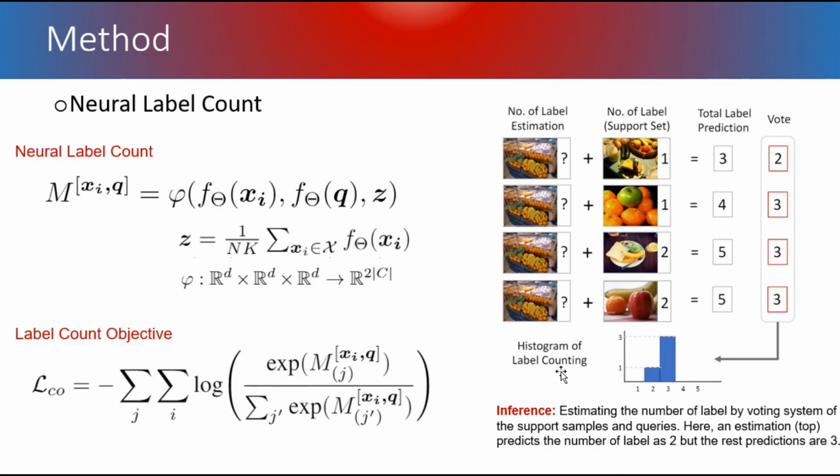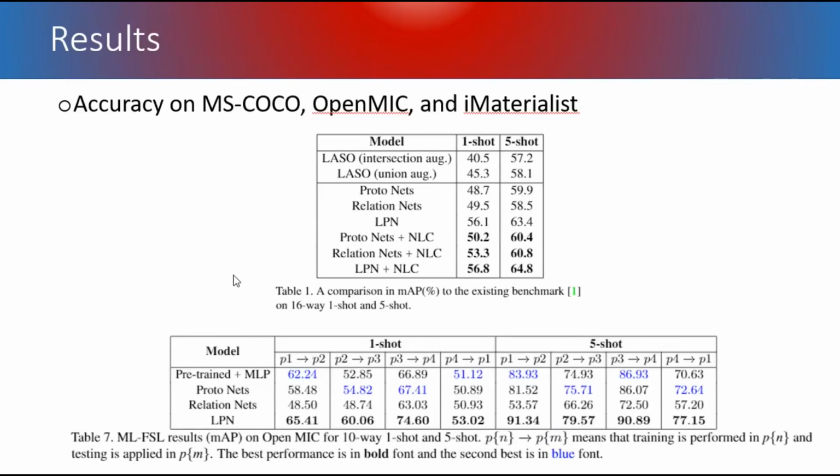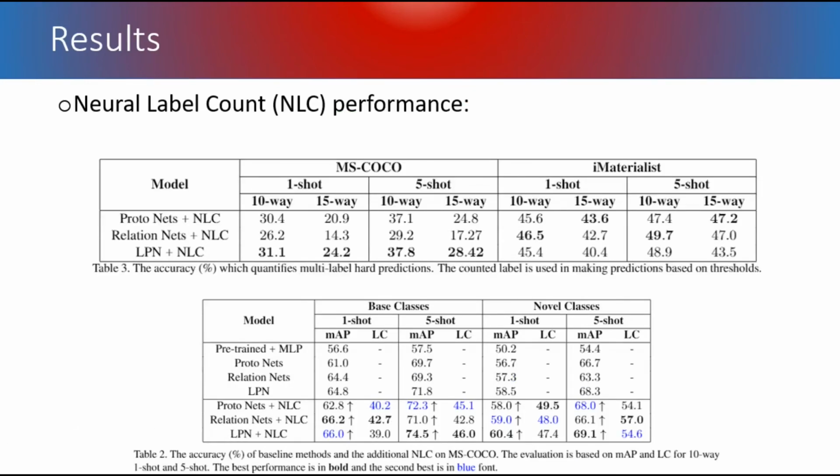For instance, here with histogram, we take the highest vote as the inference to define how many labels are inside this query image. We show the results on MS-COCO, OpenMake, and iMaterialist. As you can see, we can beat lasso as the state-of-the-art for multi-label feature classification. We also apply it to OpenMake, where we can see the comparison between prototypical networks, relation networks, and label propagation network. This is neural label count performance in 10-way and 15-way, also with base classes and novel classes.